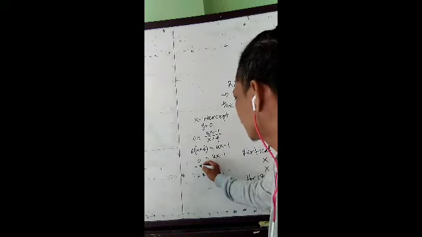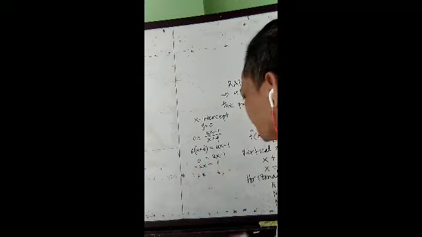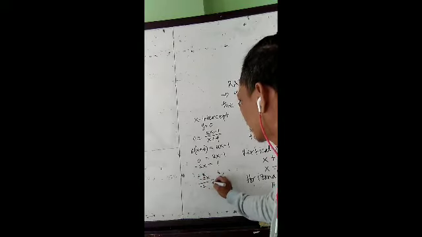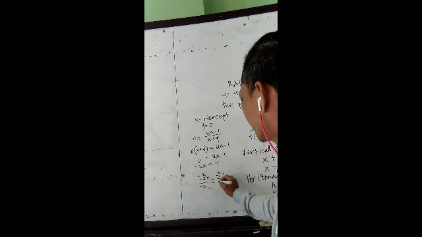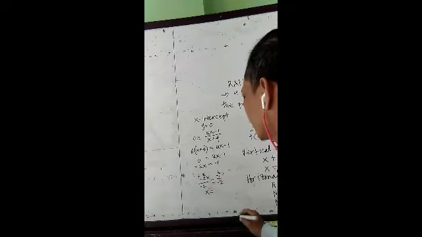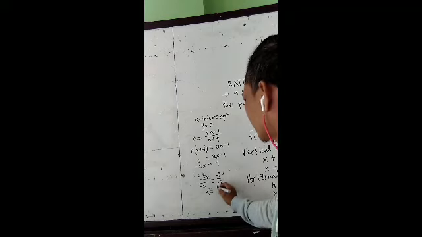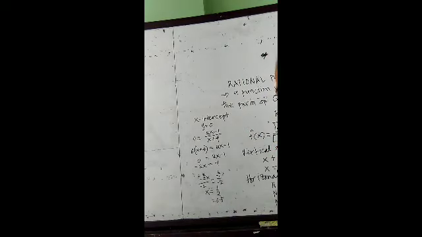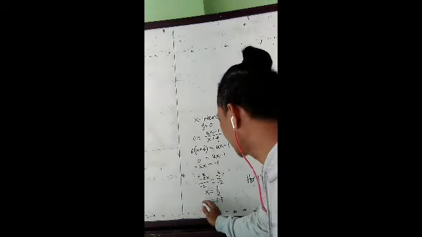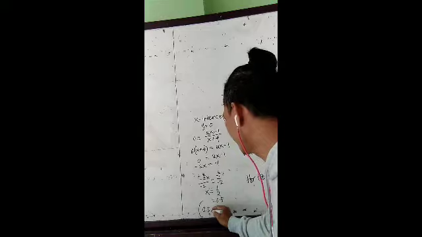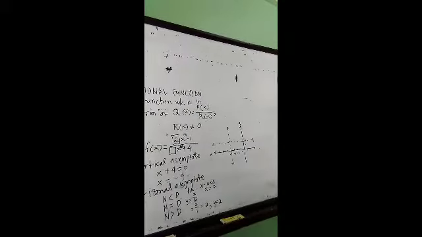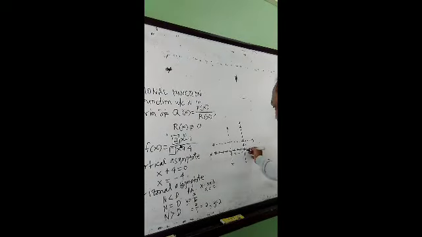This becomes negative 2x equals 1. By elimination, we have negative 2x over negative 2 equals 1 over negative 2. Therefore, your x is equal to negative 1/2 or negative 0.5. Therefore, your coordinate is at negative 0.5 and 0, wherein it is found here.